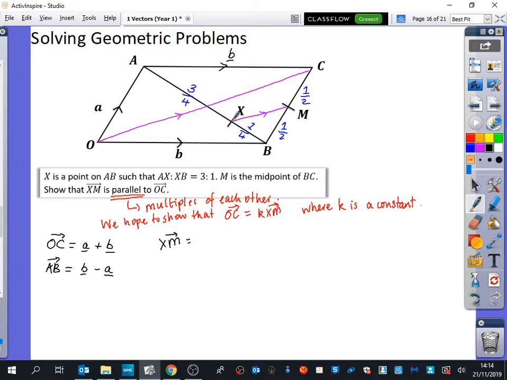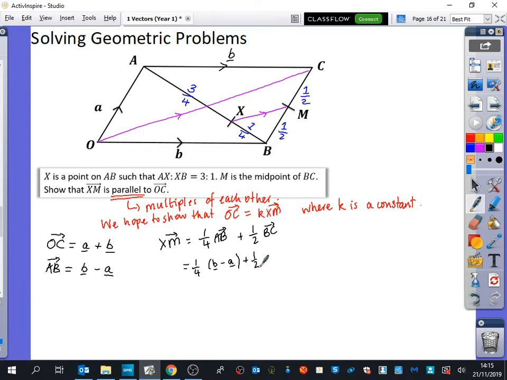So how do I go from X to B? What can I say that the journey from X to B is? Good. It's a quarter of the journey from A to B, because that whole thing is A to B, and it's a quarter of that journey. And then how do I go from B to M? Good. It's a half of the journey from B to C. So that is a quarter. Now you can see why we worked out what AB is. A quarter of B minus A, plus a half.